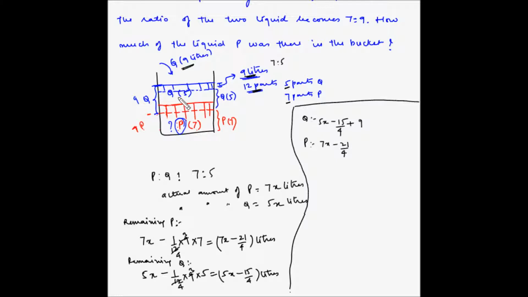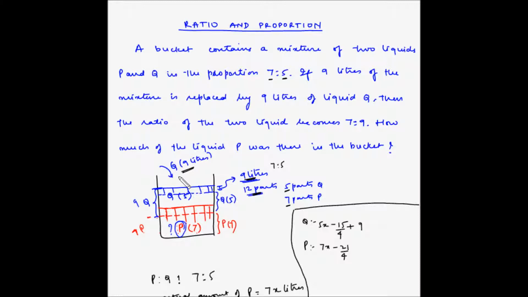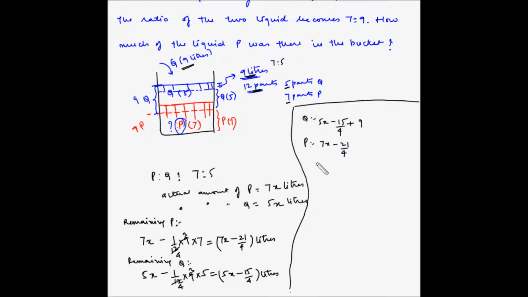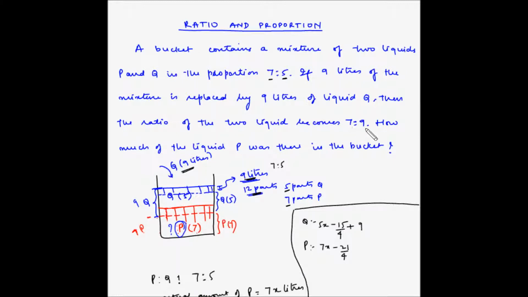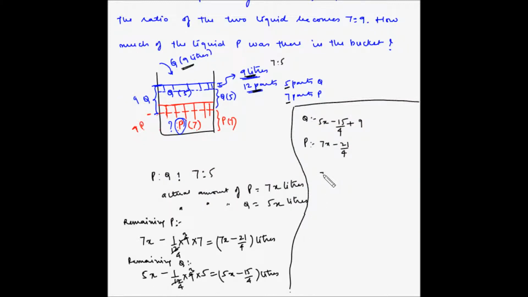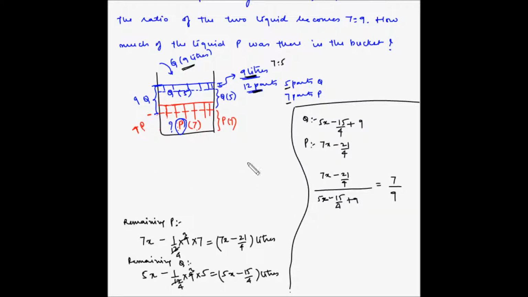So now what we have been given is, after we have added the 9 liters of Q, the ratio of P is to Q becomes 7:9. So remember, this is the ratio of P is to Q. So (7x minus 21 by 4) divided by (5x minus 15 by 4 plus 9) is equal to 7:9. So now we have to solve this for x and we'll get the answer. I've taken out some of this portion here so that we can continue the calculation.